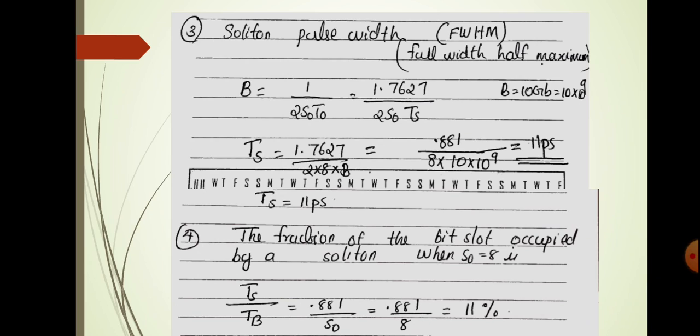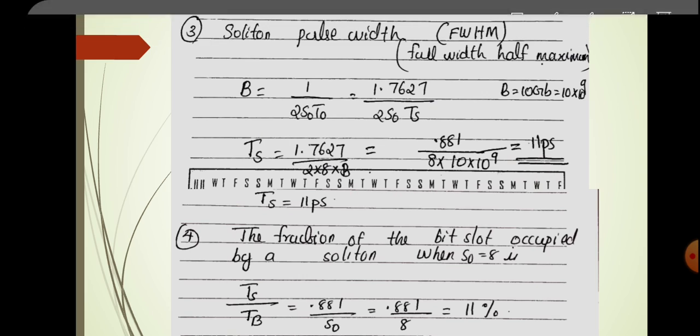Next, in the third step, we have to find out the soliton pulse width for the full width half maximum condition. The soliton pulse width has the equation B is equal to 1.7627 divided by 2 S0 into TS, that is obtained from this equation. So we will get the value of TS, the soliton pulse width, by rearranging the equation: 1.7627 divided by 2, S0 is 8 and B is 10 into 10 raised to 9 bits per second. So we will get 11 picosecond. Soliton pulse width is this one.